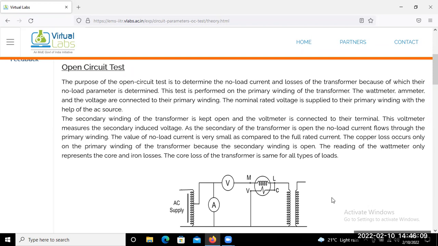Yes, sir. Okay, fine. So this is a very important question. You may keep it in your mind; anywhere, they may frequently ask this question: why do we perform the open circuit test on the LV side and the short circuit test on the HV side?